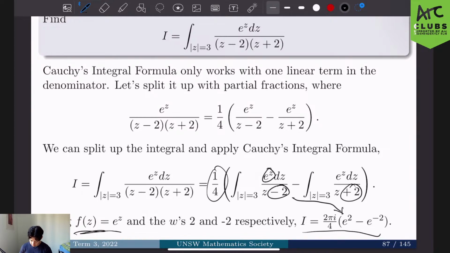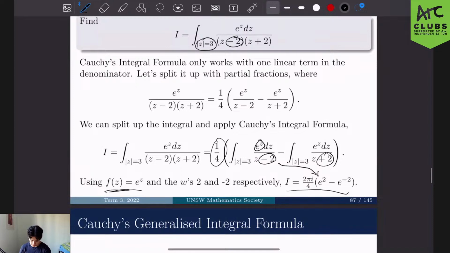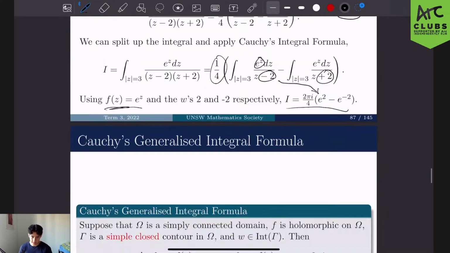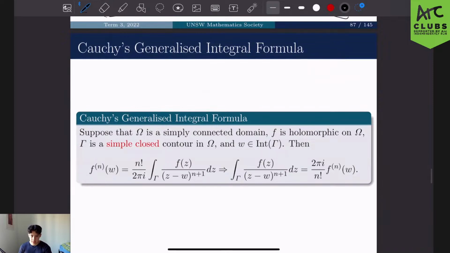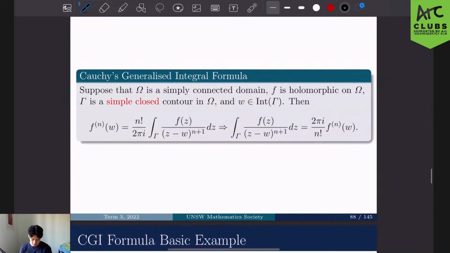It's important to note that when you're applying this, these values of w have to be within the contour that you're working with. In this case we could apply it because the contour is a circle of radius 3, and these values of 2 and negative 2 are inside, so we can apply the integral formula.